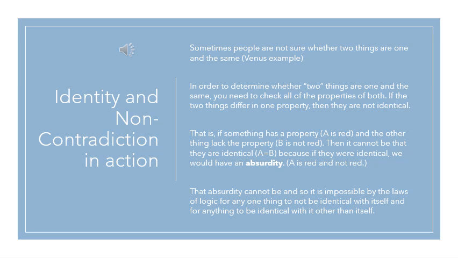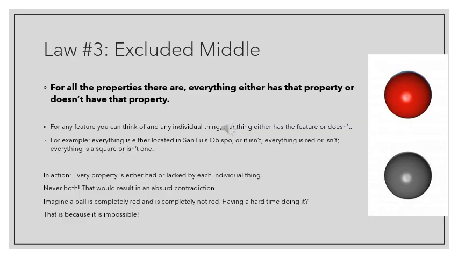And so, the only kind of thing that can be identical with anything is itself. And in order to be identical with yourself, right, you have to have all the same properties that you have, right? It seems really, really straightforward, but it's actually extremely useful in logical thinking.